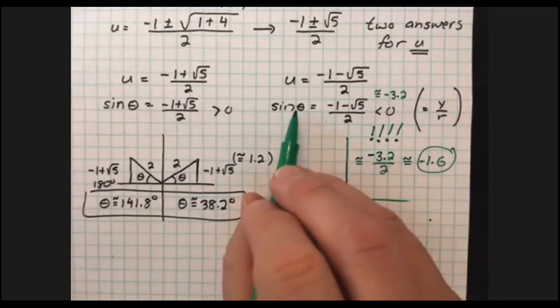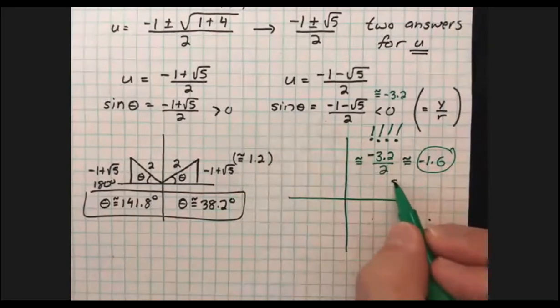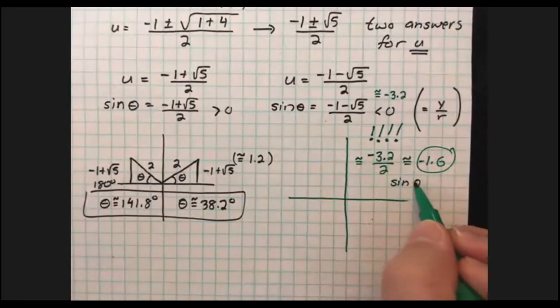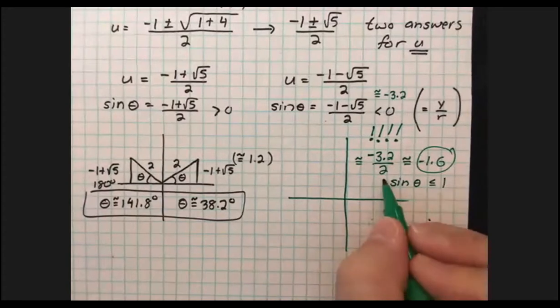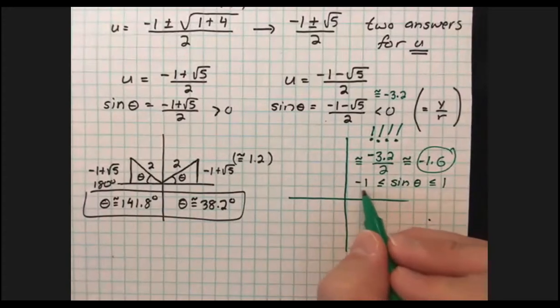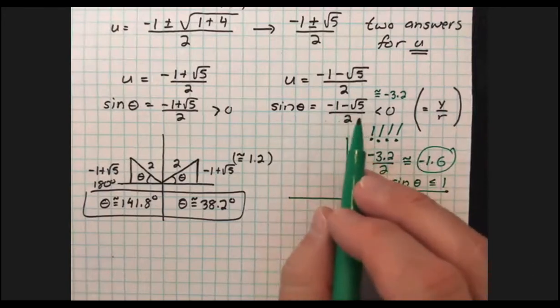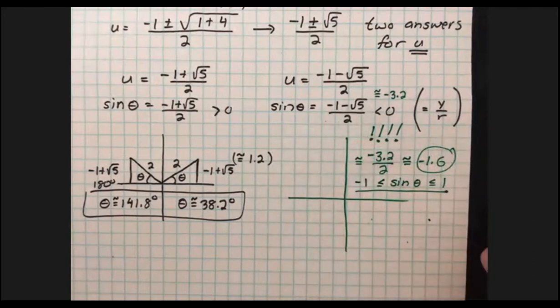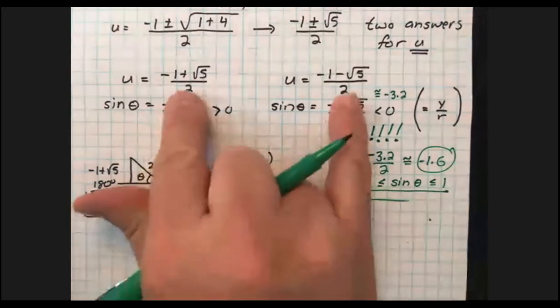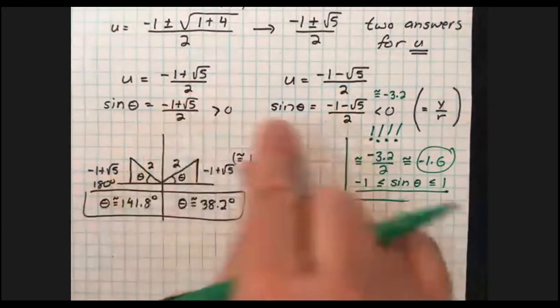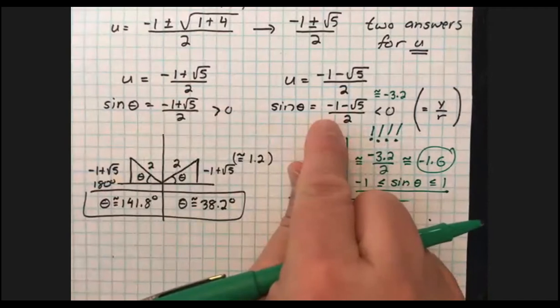What's the problem with that? The sine is never that small. Remember, basically sine and cosine are always between -1 and 1. If you asked your calculator for the sine inverse of this number, the calculator would say error. So I have two legitimate things to pursue, but this branch gives me no answers.